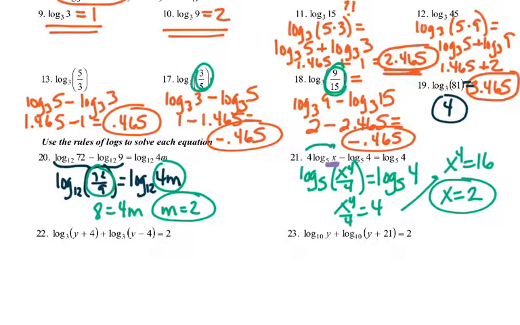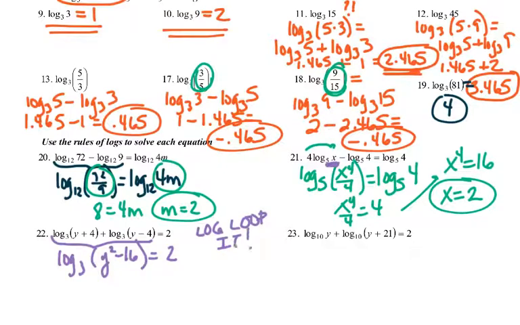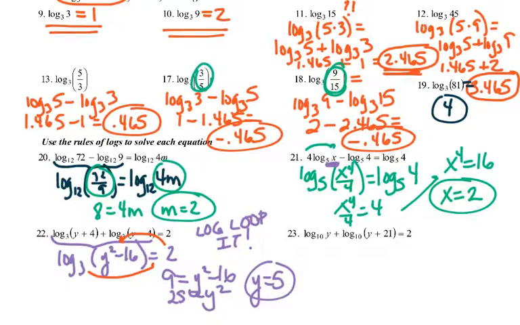You might think that the last two are the same, but they're actually a little bit different. When I condense this, I get y squared minus 16 equals 2. Notice that it is not a log on the other side. It is a number. So we have to log loop this one. So we get 3 squared, or 9, equals y squared minus 16. And again, when we square root it, we're only going to do 5 because you have to take the log of a positive number, and negative 5 plus 4 or negative 5 minus 4 would not be positive.